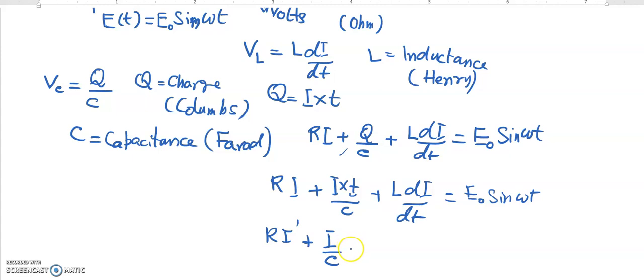Okay, and then it will be L d²i over dt², and then over here, because it is sine, it will be E naught omega cosine of omega t.